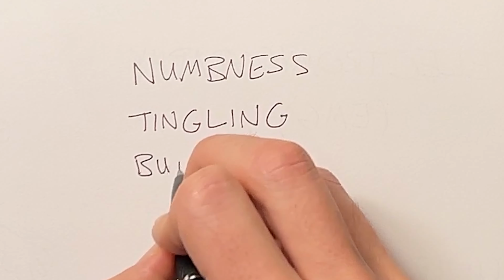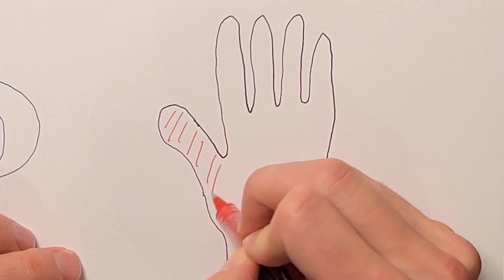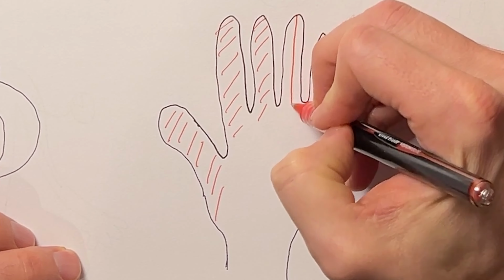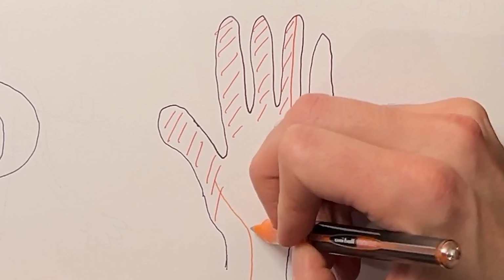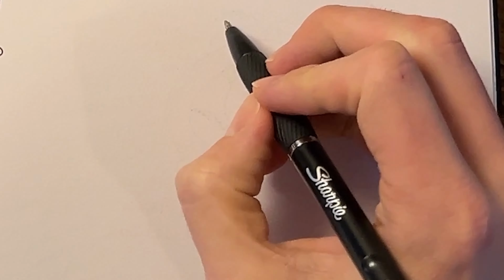It's primarily numbness, tingling, burning, or a shooting or electrical type sensation in what we call the median nerve distribution. So that's the thumb, index finger, middle finger, and half of the ring finger on the palmar side.